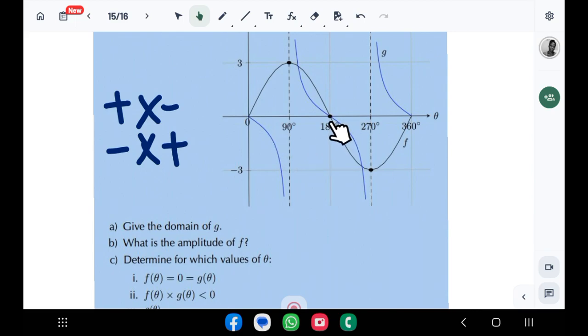The second bit: between 90 and 180 degrees, they are both negative, so the product of the two will be positive. Here they are both positive, so the product will be positive. Here is where one is negative and the other is positive. So that is between 0 and 90 degrees, and between 270 degrees and 360 degrees.